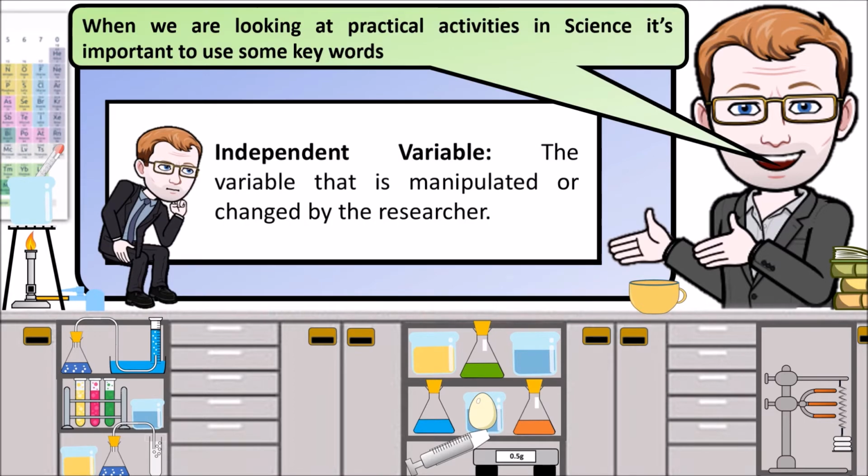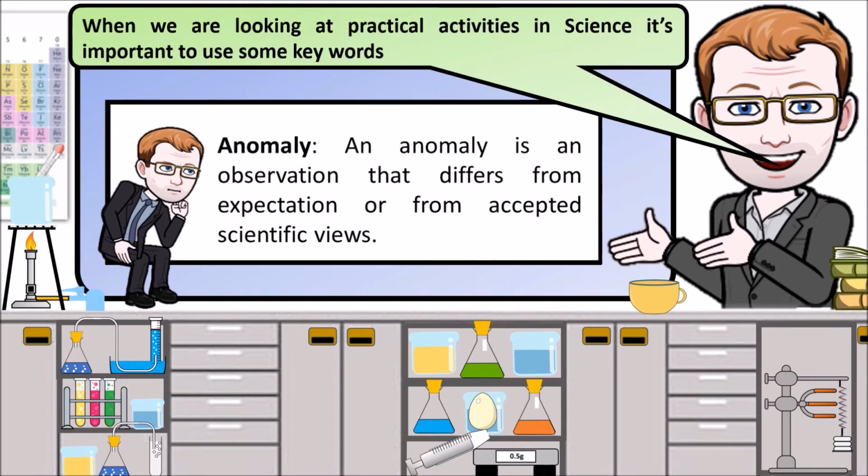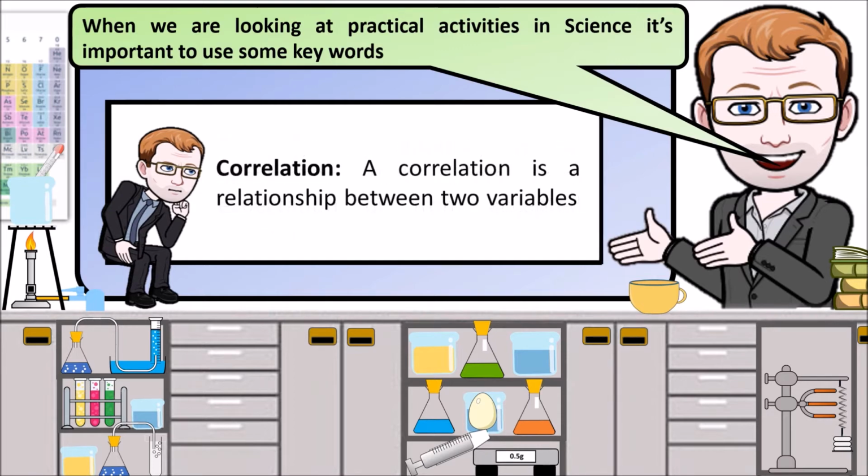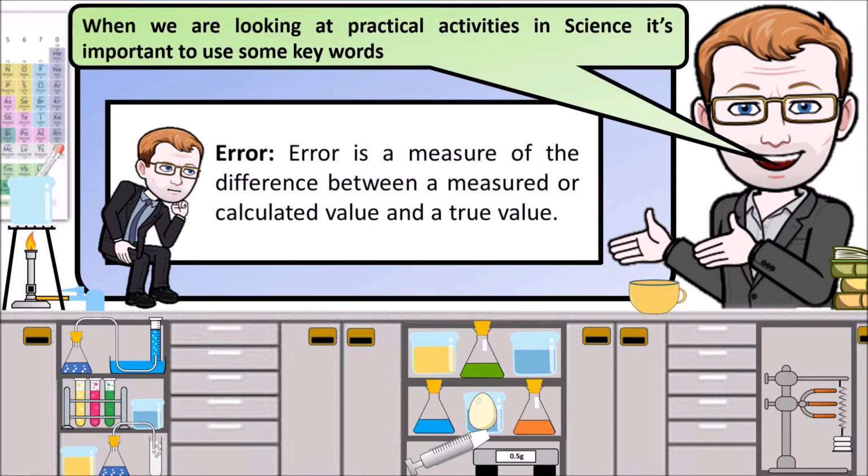The independent variable is the variable that is manipulated or changed by the person who's doing the experiment. An anomaly is an observation that differs from what we would have expected to have happened. And a correlation is the relationship between two variables. An error is a measure of the difference between the measured or calculated value and the true actual value.